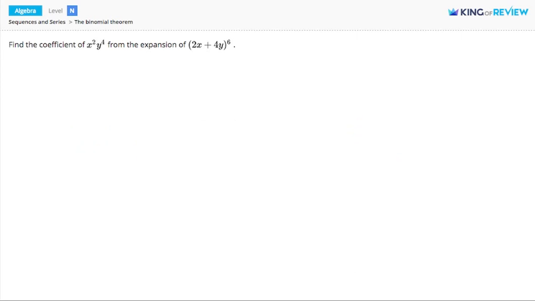Here we want the coefficient of x squared y to the fourth when we expand 2x plus 4y raised to the sixth power. Multiplying this 2x plus 4y expression 6 times would take a long time and we might easily make an error. So we can use a shortcut called the binomial theorem, named for this polynomial which has two terms, 2x and 4y, meaning it's a binomial.